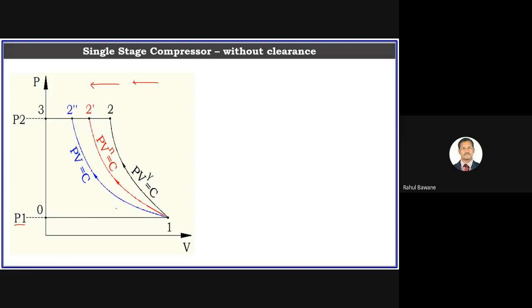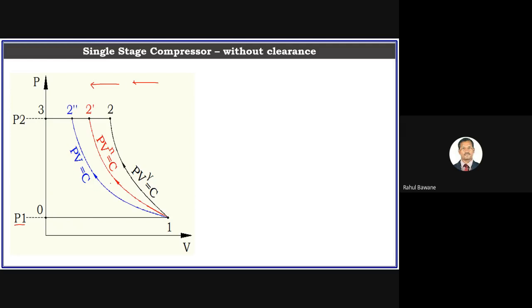That is PV equals constant, which means an isothermal process. What is the compression index here? The compression index is 1. So it is nothing but PV raised to the power 1 equals constant. PV raised to the power gamma equals constant is an adiabatic or isentropic process, where gamma has a value of 1.4. If it is an isothermal process, then the power index is 1. But we know that the adiabatic or isentropic process is practically not possible. At the same time, the isothermal process is also not practically possible.